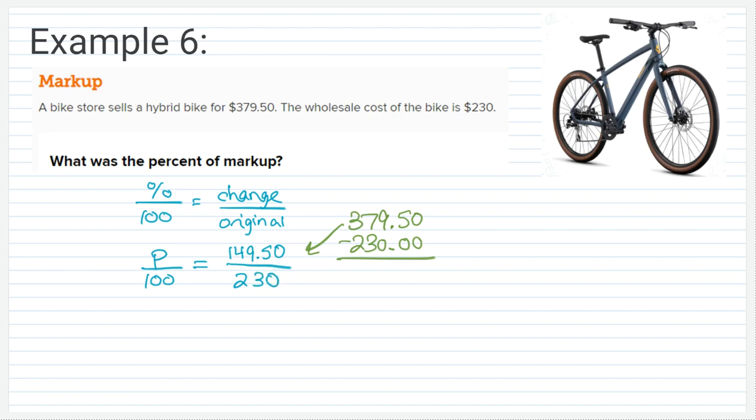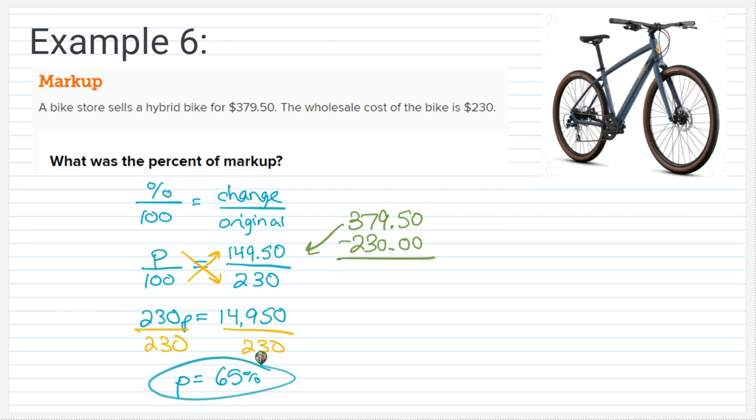Then, again, we're going to do our cross products to solve this proportion. So we're going to do 230 times P, which will just be 230P. 149.50 multiplied by 100 is going to be 14,950. And then we have one more step to solve, which is going to be to divide both sides by 230. So doing that, we're going to get 65%. So the percent markup in this case is 65%.